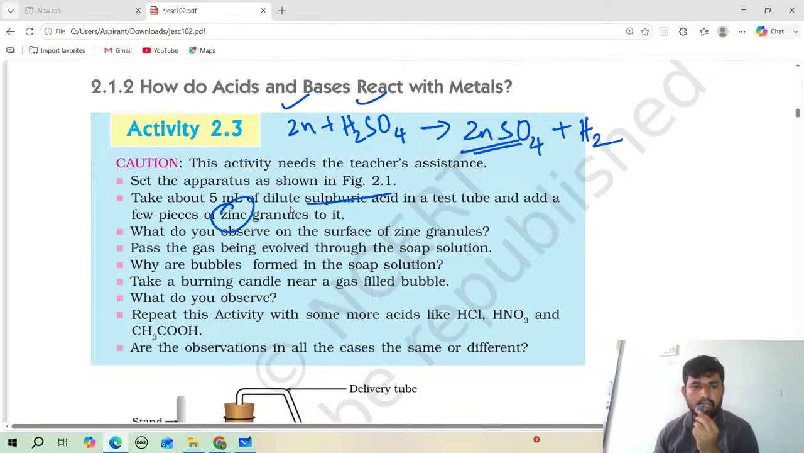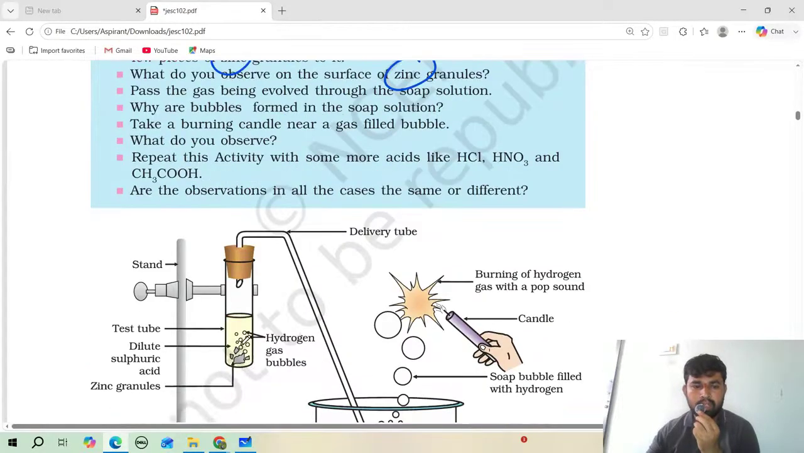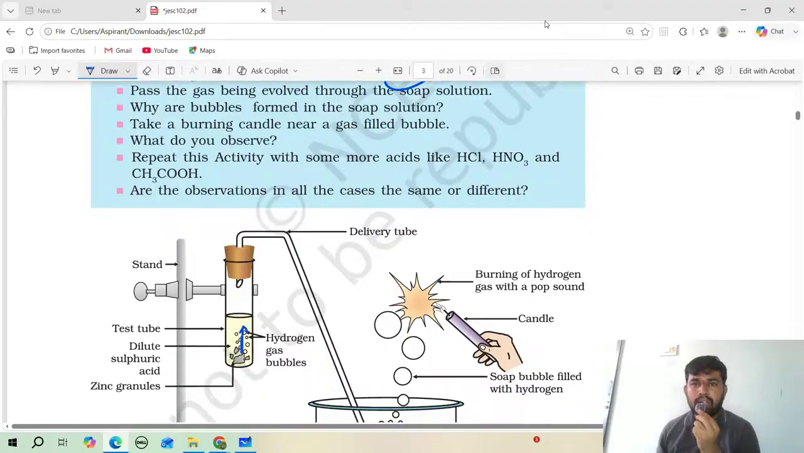So we know very well this is a metal reacting with an acid, forming salt and hydrogen gas. Now, what you observe on the surface of the zinc, you can see in the diagram they have given here. Upon the surface of zinc there is production of hydrogen gas actually. Now hydrogen gas is liberated. So we can write that H2 gas is produced here.